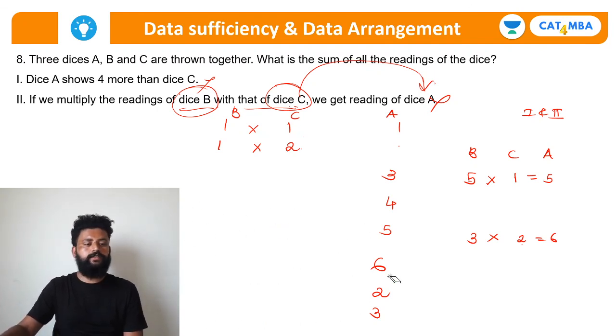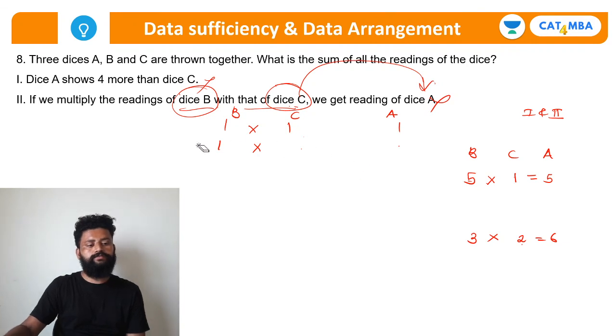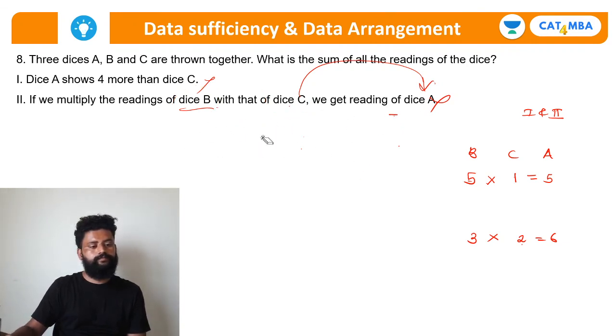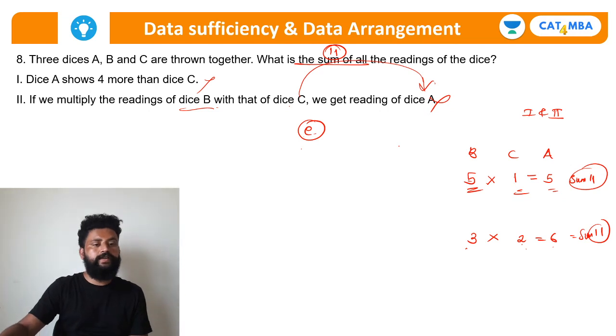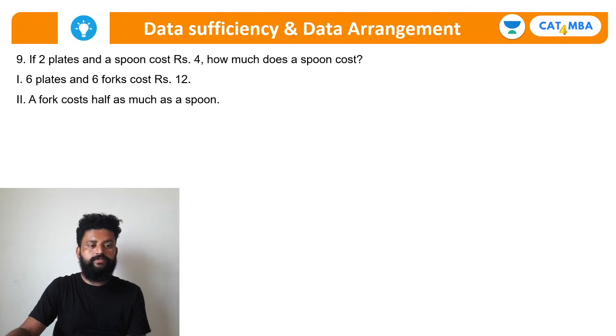And if we add these values, there are two possibilities, but quite one interesting thing is 5 plus 1 plus 5, sum must be 11, and 3 plus 2 plus 6, sum is 11. So we can tell the total sum is surely 11, doesn't matter whatever the possibility is. So answer will be E. So that's an important question.